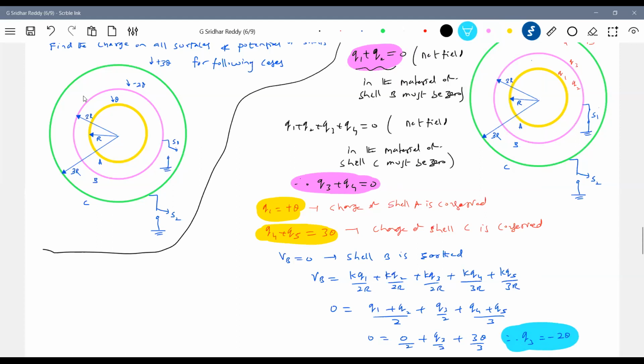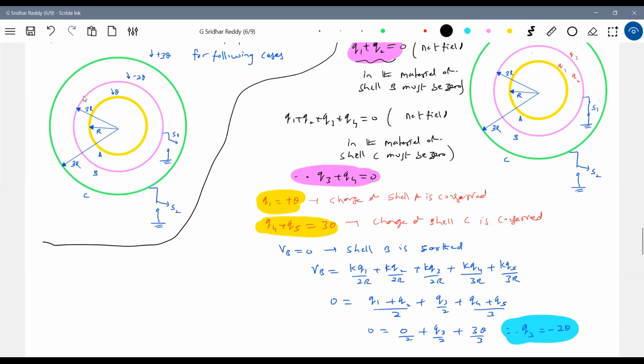Okay, once you know Q3, can we find out Q4? Here, look at this. Q4 is equal to minus Q3. So once we know Q3, then Q4, then you'll get Q5. Already we know Q1, then we'll get Q2. Almost everything will end up.